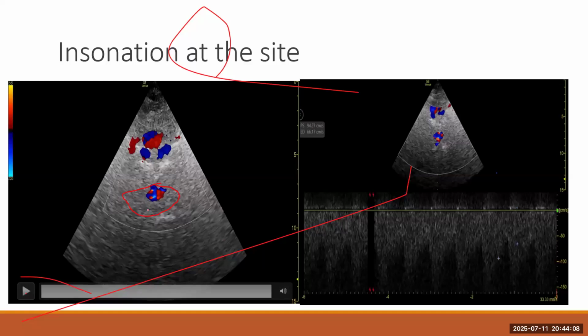So when we insonated here, we are insonating at a depth of 8 centimeters. This is a suboccipital window. This is the foramen magnum. When we are insonating at a depth of 8 centimeters, we see that the velocities have reached 150, and there is again some bruit present. So this indicates that the velocities can be variable.